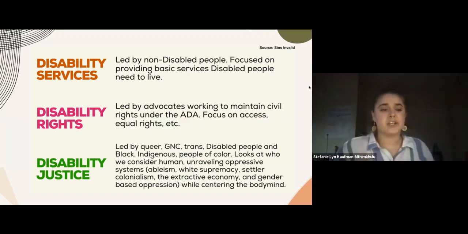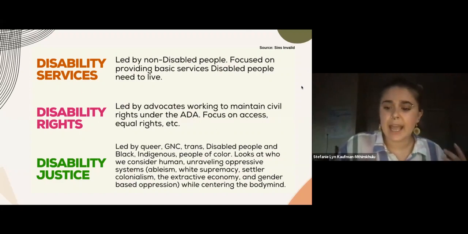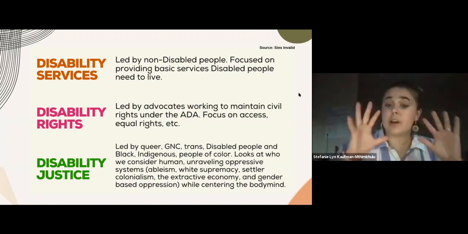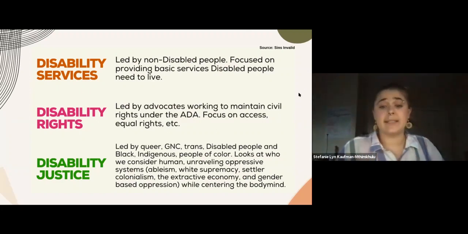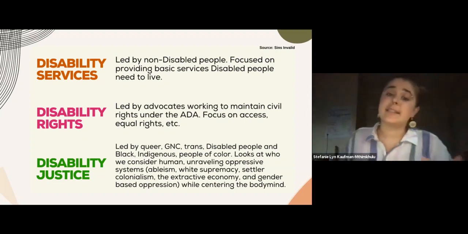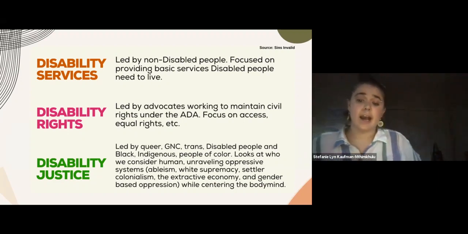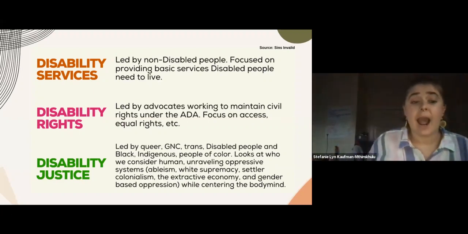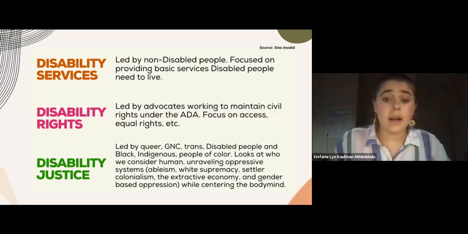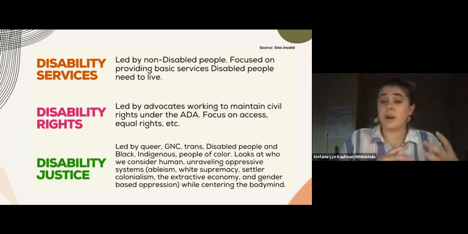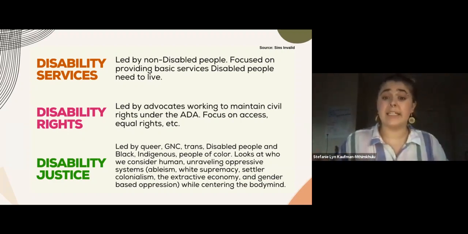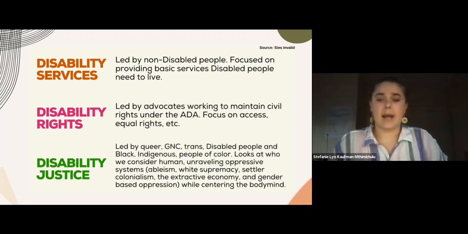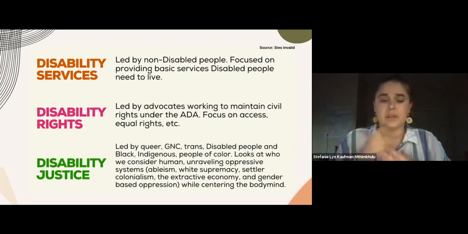Just wanting to lay out a little bit more clearly the difference between disability services, rights, and justice. So the first being services that are led by non-disabled people. So this might be, thinking more in the medical spaces, right, around different disability services, personal care attendants, physical therapy, occupational therapy, medical providers, et cetera.